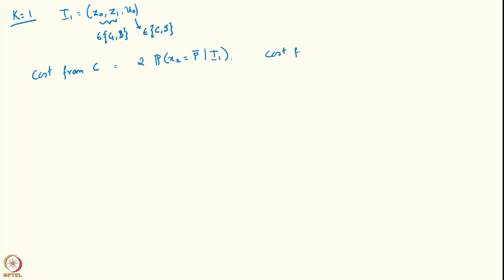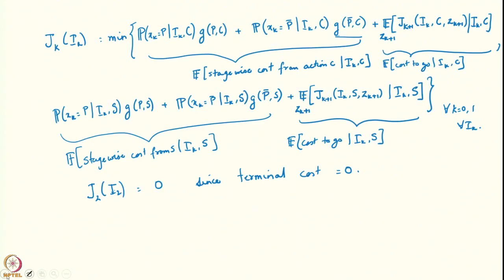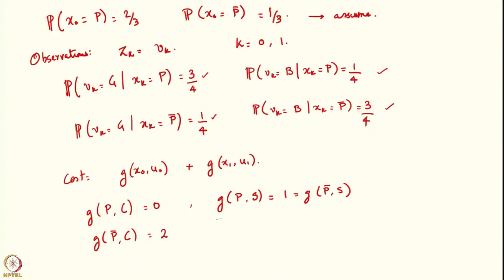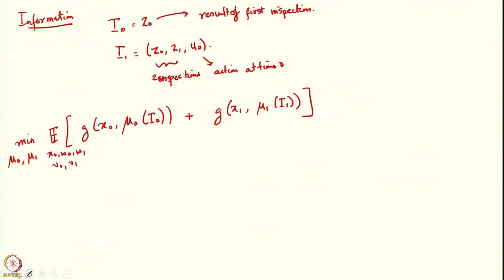Now, cost from taking action S, let us evaluate that as well. If you are stopping and repairing, then regardless of what the true state of the machine is, we always incur a cost of 1. That is what we had seen here. Remember, regardless of what the actual state of the machine is, the cost of stopping and repairing is always 1.